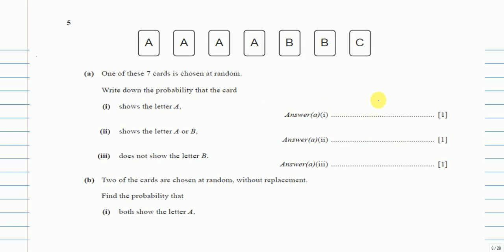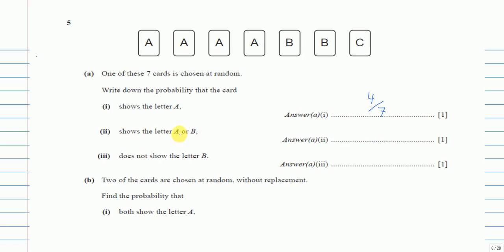So out of the total, which is always the same, 7, we have to find what is the probability that it will be A. So it has 4 chances, 1 2 3 4. So it's 4 out of the 7. That's the probability chances.